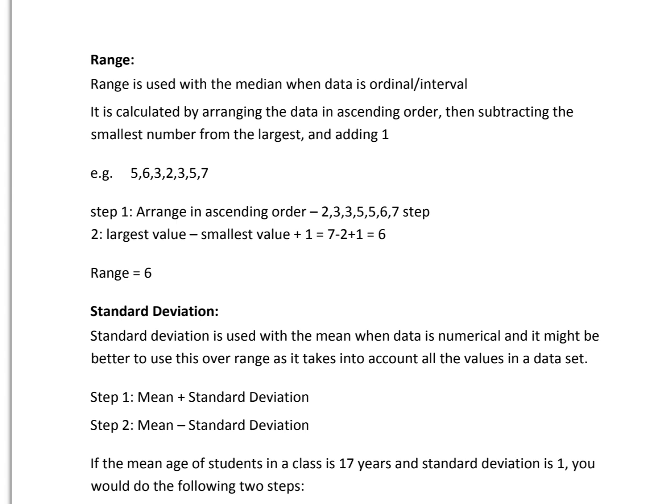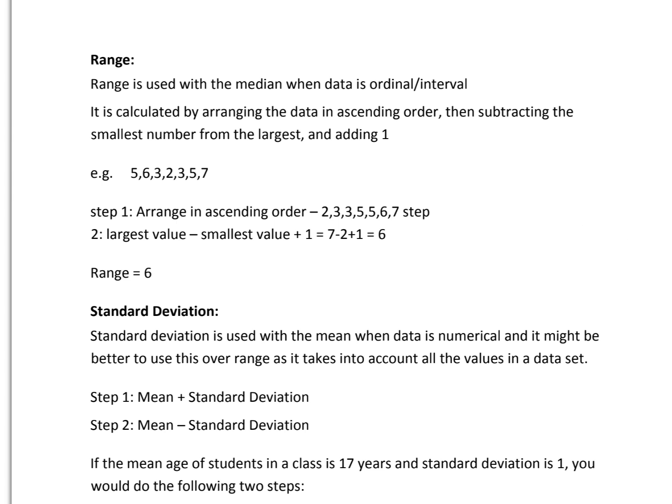So let's write that down. 2, 3, 4, 5, 6, 7. Let's count how many numbers these are. 1, 2, 3, 4, 5, 6. That is your range. So in order for you to get from the smallest to largest value, there are a total of 6 numbers. That is simply what the range is telling you. And again, if they ask you why the range is used or when it should be used, you will simply say because data is ordinal or in intervals and is used with the median. So very simple formula to apply if they ever ask you.